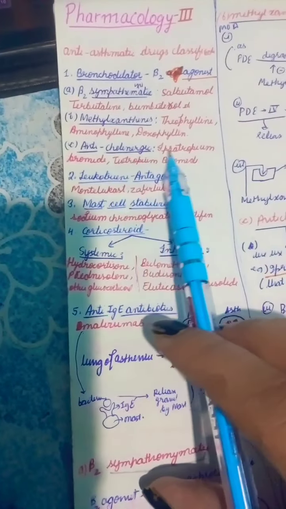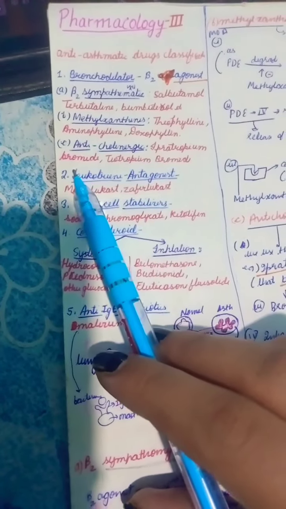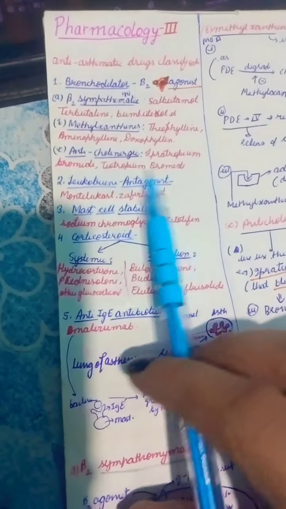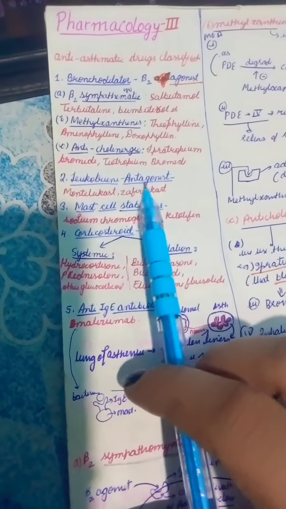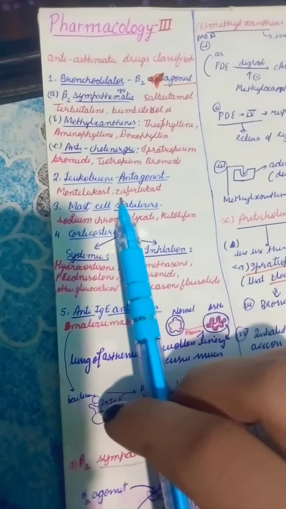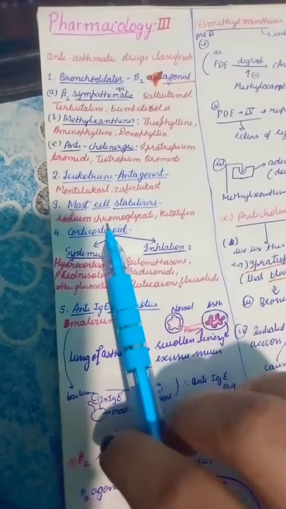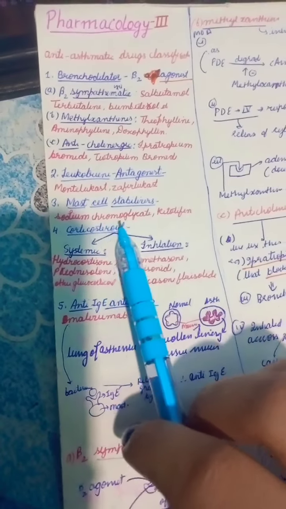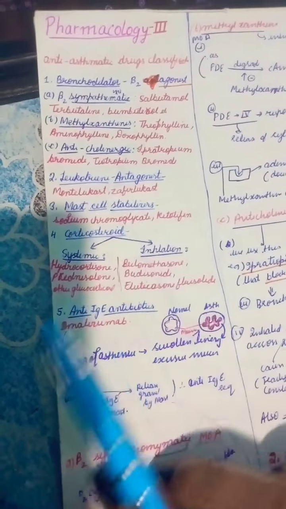Third one is anticholinergic drug. Example is ipratropium bromide, tiotropium bromide. Second is leukotriene antagonist. Example is montelukast, zafirlukast. Third one is mast cell stabilizer, sodium cromoglycate and ketotifen.